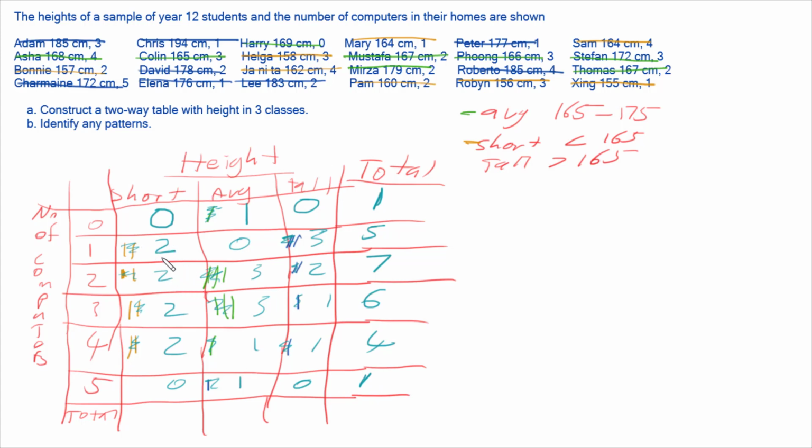We've got 2, 4, 6, 8 short people, 6, 7, 8, 9 average people, and 5, 6, 7 tall people. So we had 24 people surveyed totaling across, and we've got 6, 12, 19, 23, 24 total down. So our totals add up as well. So there's our two-way table.